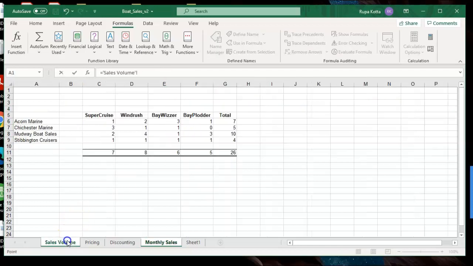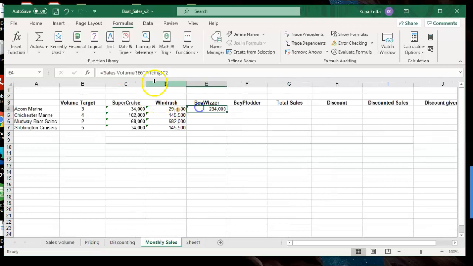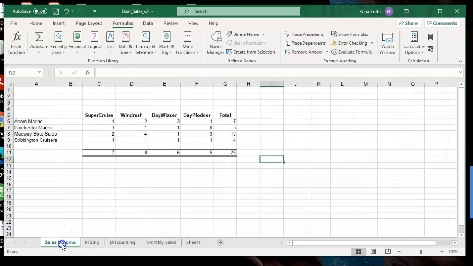Bayvisa sales volume 3 multiplied by the price C2. Put C2 in absolute referencing because the price is not changing. Copy paste. It is 78,000 for all of this because you only sold one item of this for all of them.